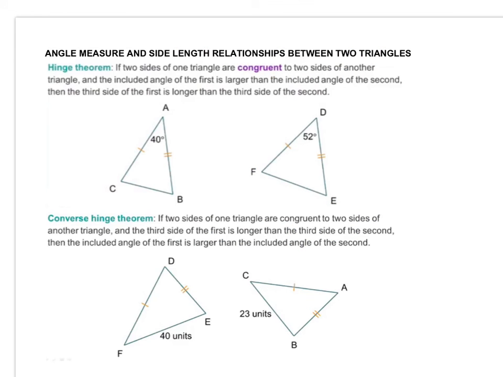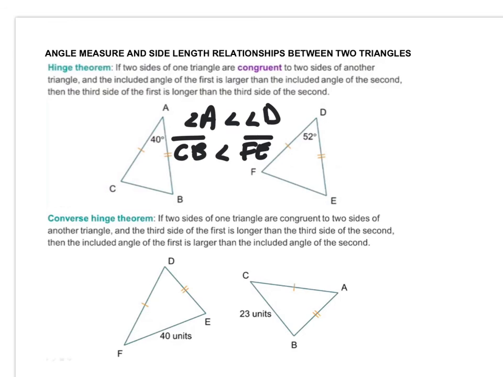Let's take a quick look at the angle measure and side length relationships between 2 triangles. What this says is the Hinge Theorem. If 2 sides of one triangle are congruent to 2 sides of another triangle, so I've got these 2 congruent segments and then these 2 congruent segments, then depending on what the angle between them is determines which triangle's third side is bigger. Here I know that angle A is going to be less than angle D, and because of that, the length of CB is going to be less than the length of FE.